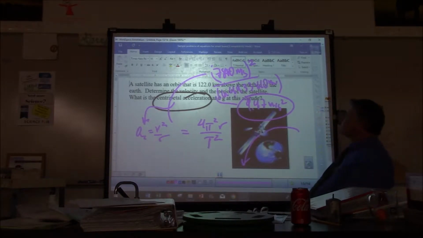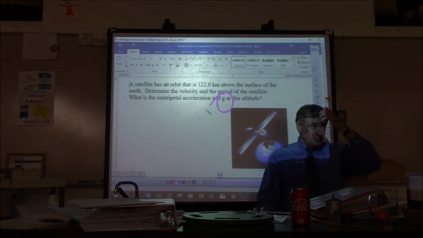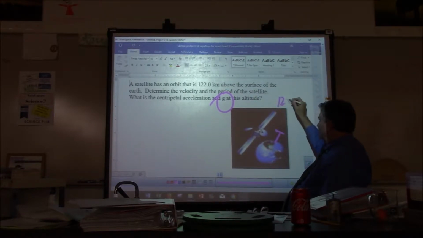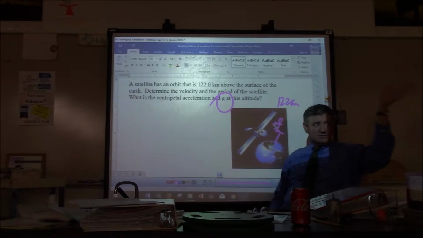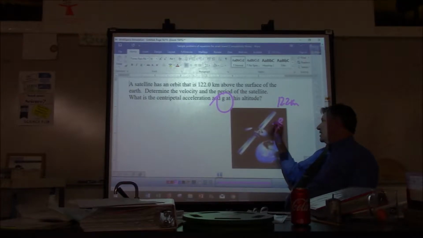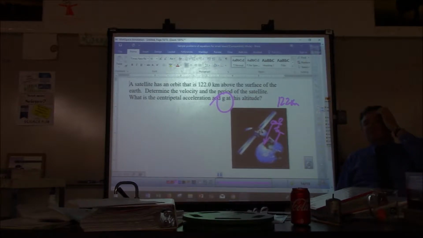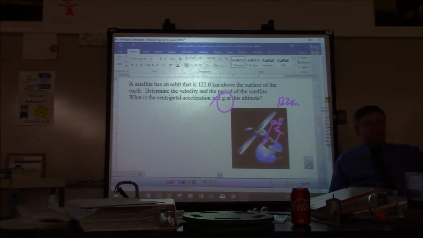Okay, that's cool. Now, here's the last thing that we need to find: we need to find g at this altitude. So here's the visual that you need. Imagine that I go to the Earth and I build a platform that's 122 kilometers tall. I'm standing up here on this platform, well outside of our atmosphere, in a spacesuit, and I'm going to drop a golf ball and let it fall. What I'm trying to figure out is the acceleration of that golf ball, or whatever it is, when I drop it.